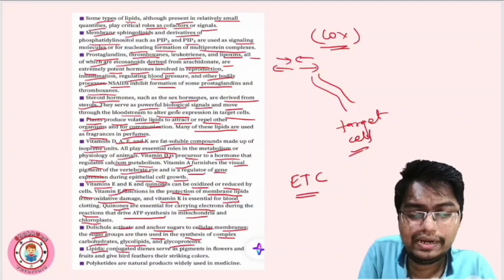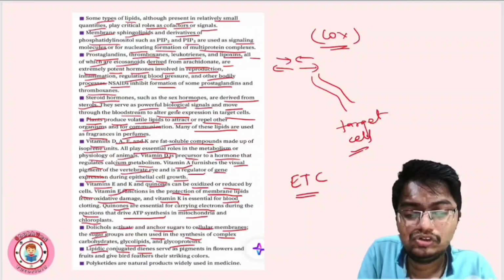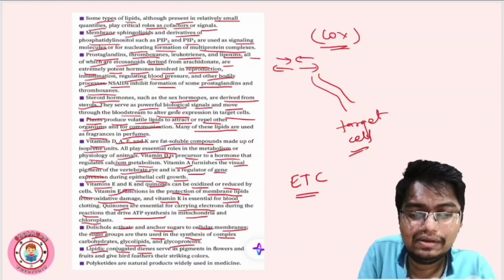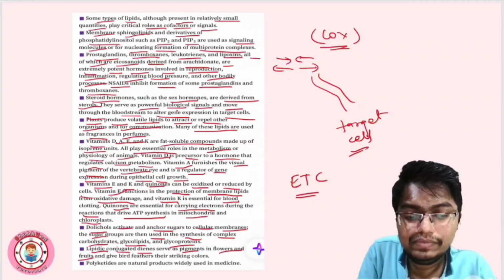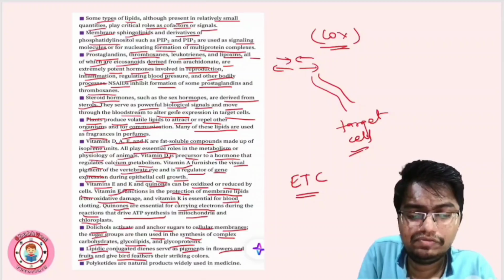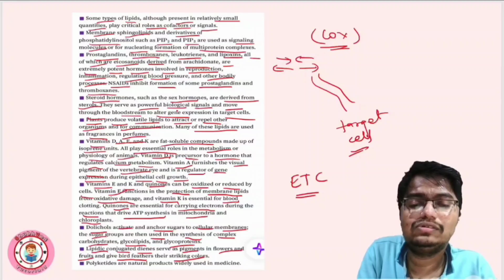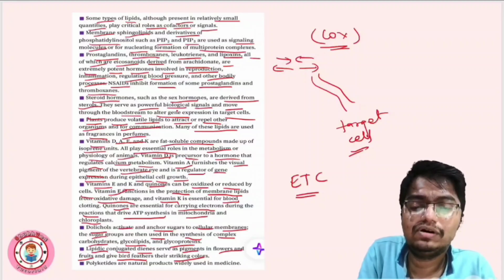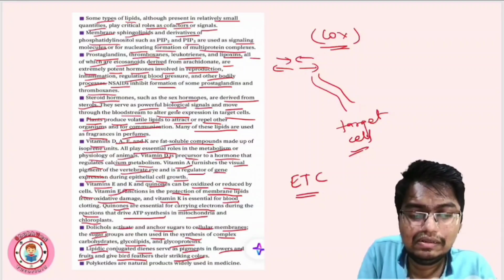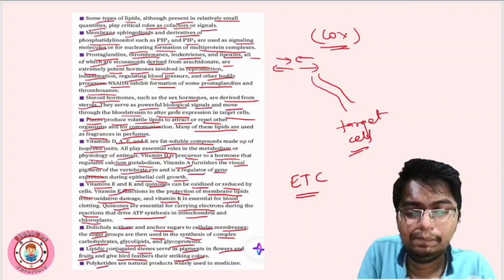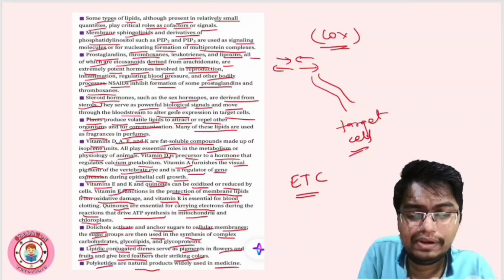Then lipid conjugated dienes. Okay, conjugated means addition, integrated, right? Serve as pigments in flowers and fruits, right? Flowers and fruits में होते हैं and give bird feathers their striking colors. मतलब different colors we see in the fruits, flowers, feathers of birds. These are because of these compounds. Polyketides are natural products widely used in medicine.